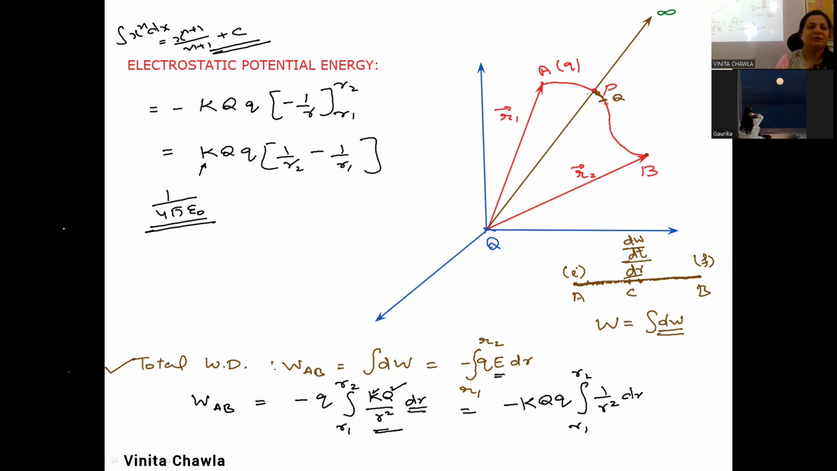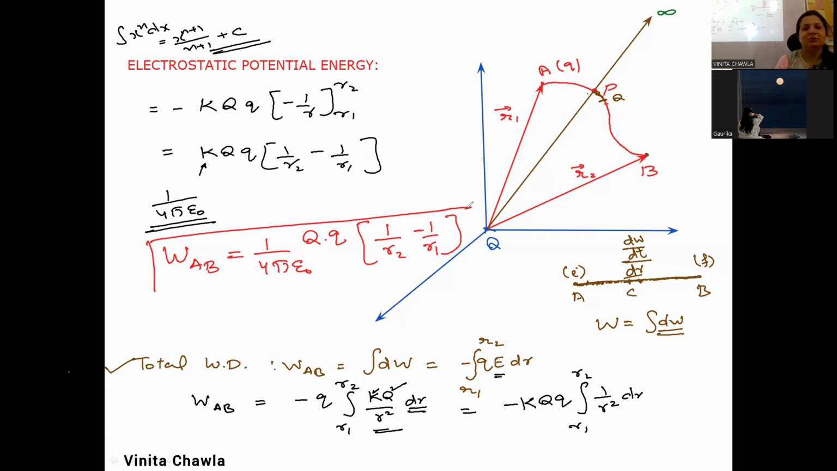Now write the final expression. Work done in moving the charge from A to B in the electrostatic field of given charge is equal to 1 upon 4 pi epsilon naught, source charge, given charge, final position is R2, initial position of the charge is R1. So this is the final expression. Close this in box. Okay. Any doubt?